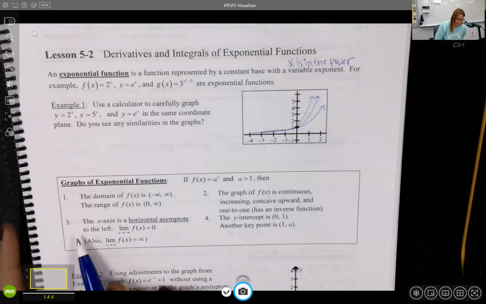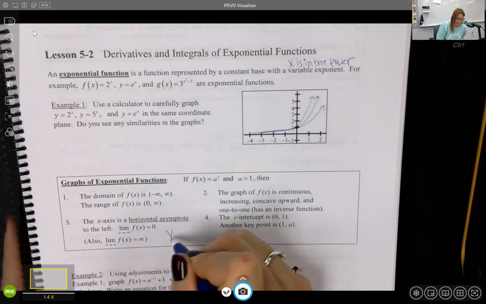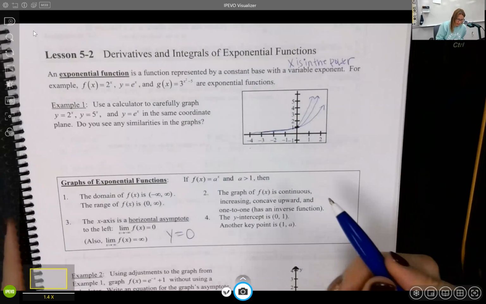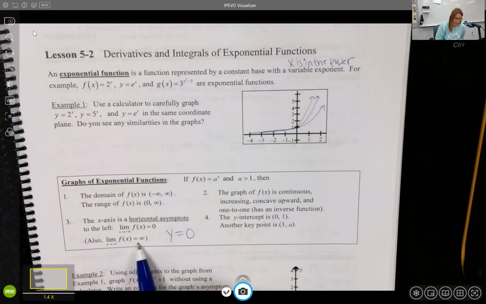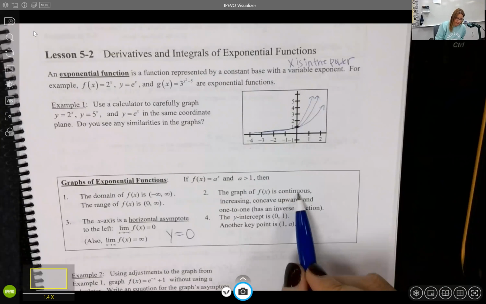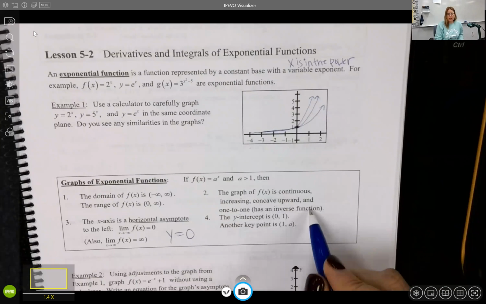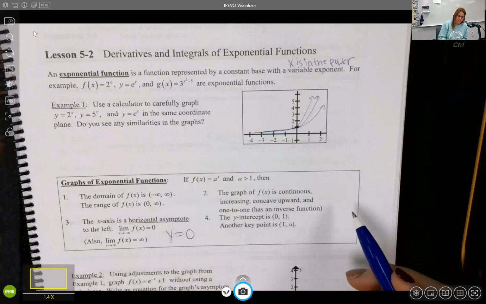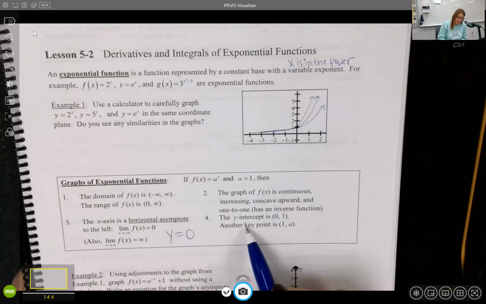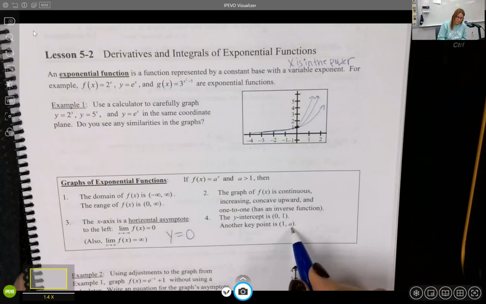So the horizontal asymptote is 0. The way that we show that is the limit as x approaches negative infinity is 0, but as it approaches positive infinity, it goes up to infinity. The graph is continuous, it's increasing, it's concave up, and it's 1 to 1, which means it has an inverse function. It passes the horizontal line test and the vertical line test. The y-intercept is (0, 1), and then another key point is when you plug a 1 in, you get a.